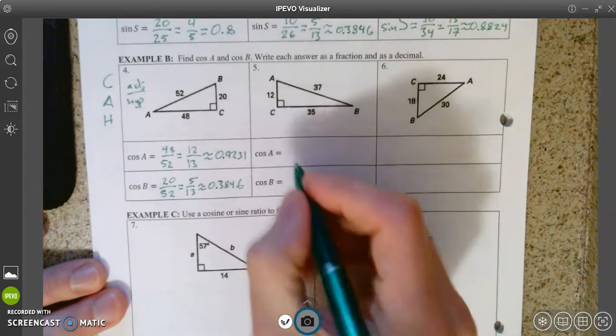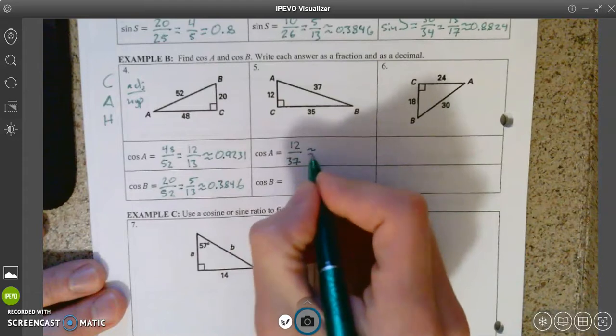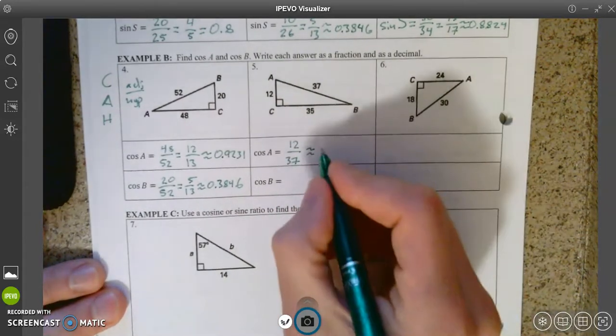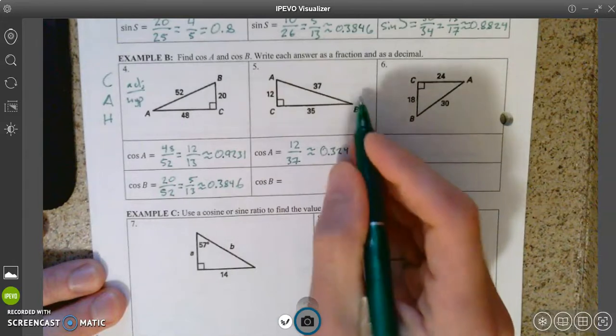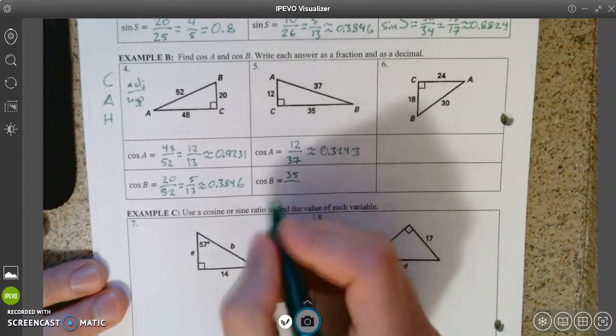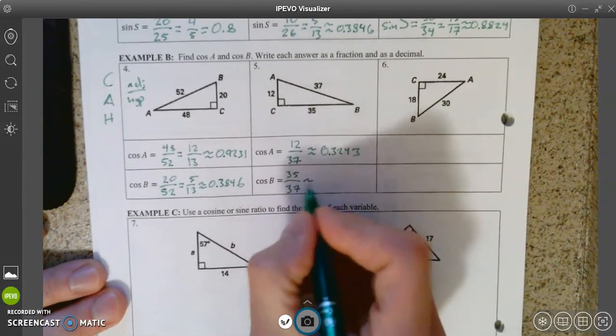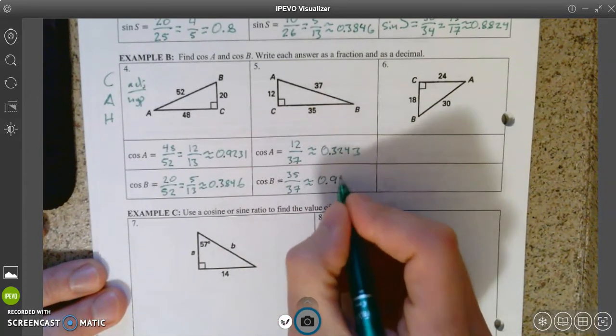Cosine of A on number 5, so adjacent. So this is going to be 12 over hypotenuse 37. If I divide that out, I get approximately 0.3243. Cosine of B, adjacent is 35, hypotenuse is 37. If I divide that out, I get 0.9459.